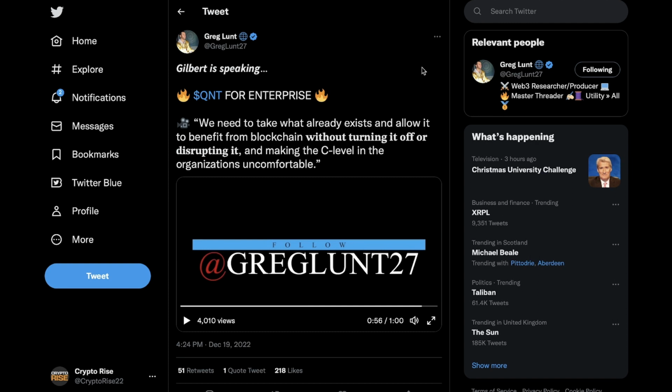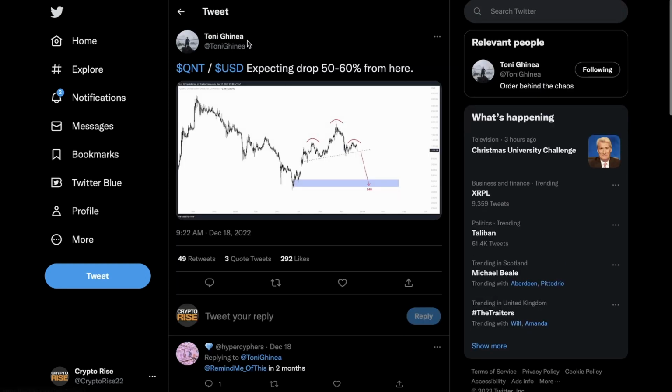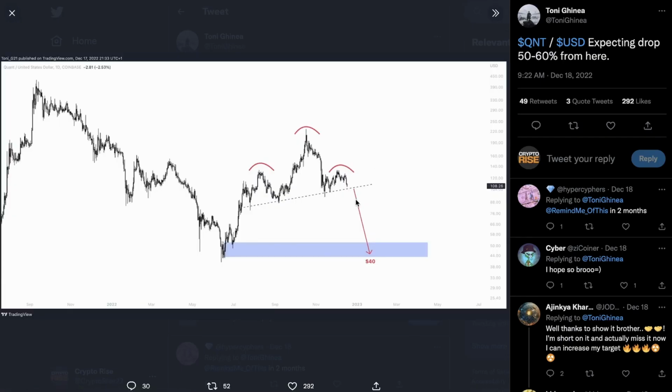Now, if we go into another comment by Tony Guinea, he's just trying to show his prediction of Quant and where it's going to go, and he's expecting a 50-60% drop, like I said. So he's saying from here, so this is around $108, and from here he's saying that it's going to drop all the way to a 56% drop, which is 40%, and he's saying it's going to be around this area, so around these points.